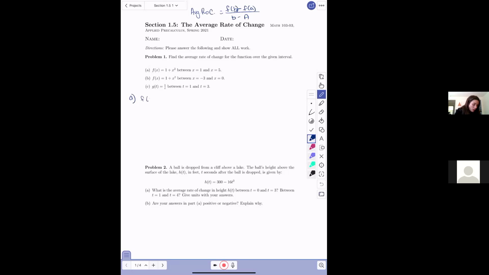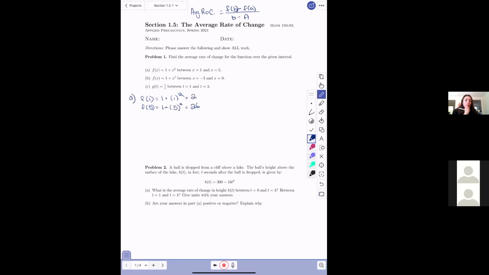So f of 1 is equal to 1 plus 1 squared, right? All you do is you plug 1 in everywhere you see an x, and then make sure you always have parentheses, because if you have a negative value, you need parentheses when you square it. So just always use parentheses. So this is equal to 2. And then f of 5 is equal to 1 plus 5 squared, which is equal to 26.